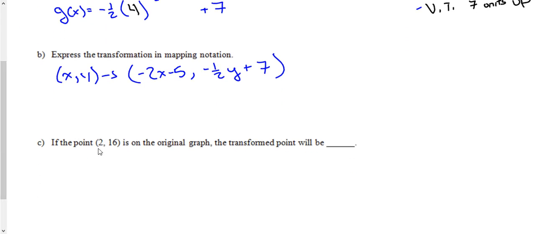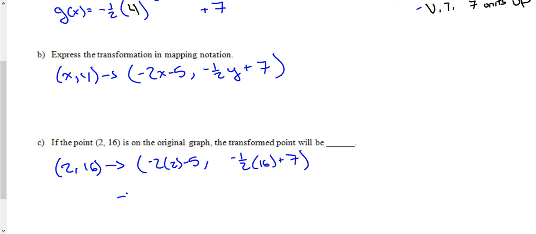For part C, it says if we gave you the point 2, 16 on the original, so if x, y was 2, 16, what's going to happen on the transformed? So let's just sub in our value. Negative 2 times 2 minus 5, comma, negative 1/2 of 16 plus 7. And here we go, we end up with negative 2 times 2, which is negative 4, minus 5 is negative 9 right there, and negative 1/2 times 16 is negative 8, plus 7 is negative 1. So our new coordinate, 2, 16, became negative 9, negative 1.